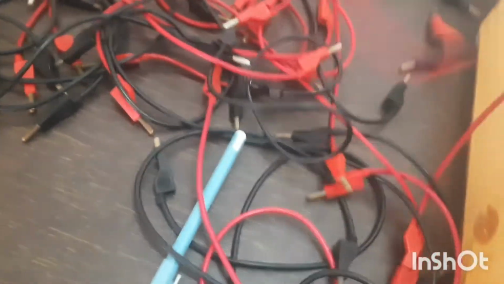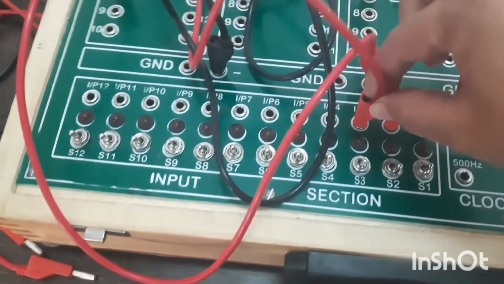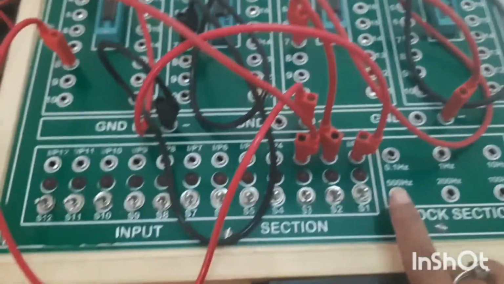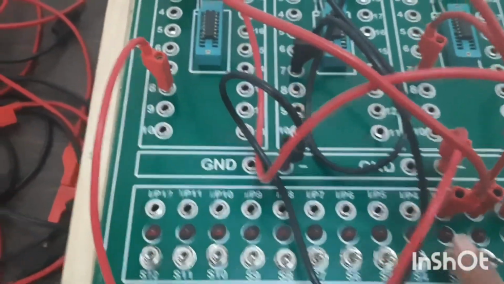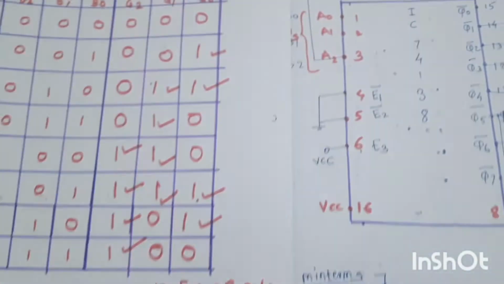Sorry, this pin is faulty, so just take another one. Connect pin number 3, which is my B2, to the input section here. So this is my B0, B1, B2. Now inputs are over. We will give the enable pins.